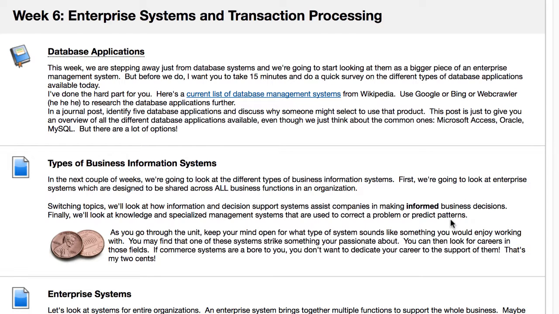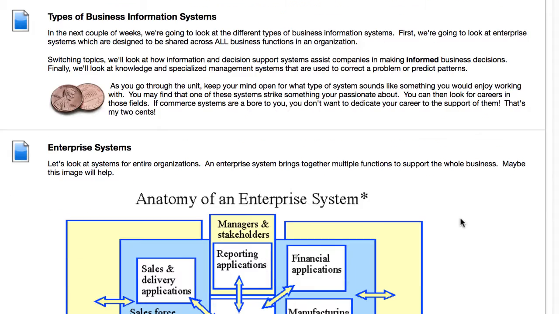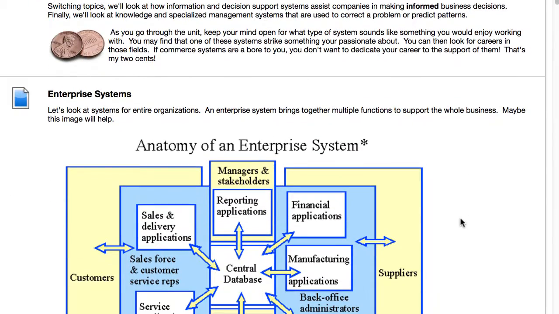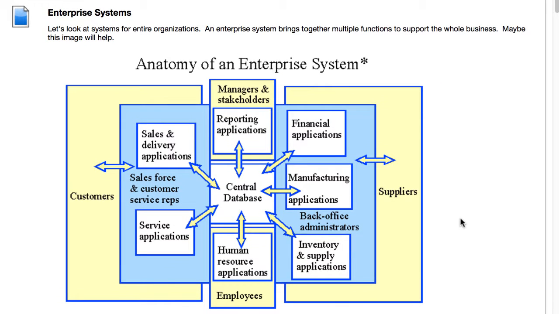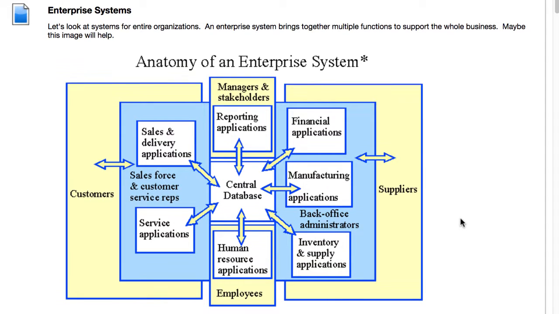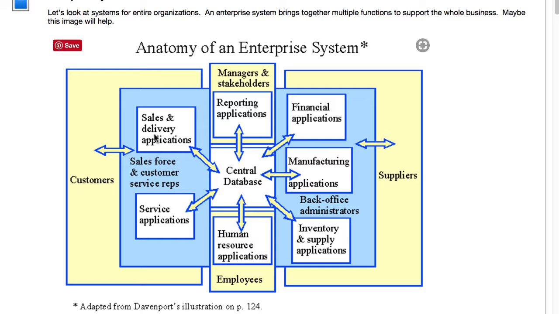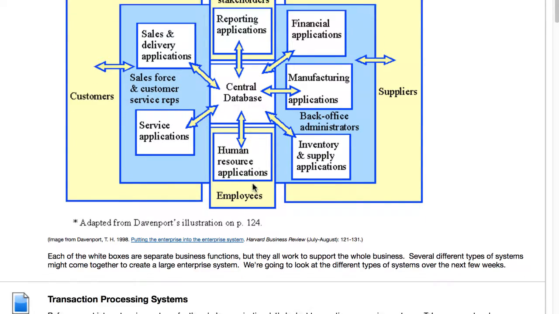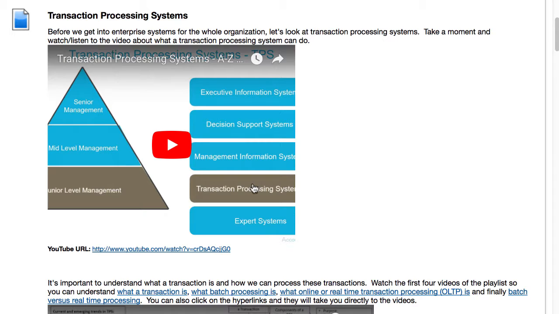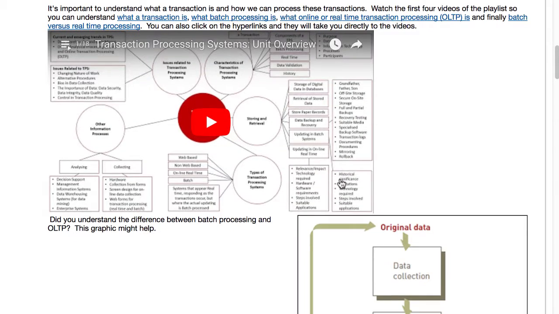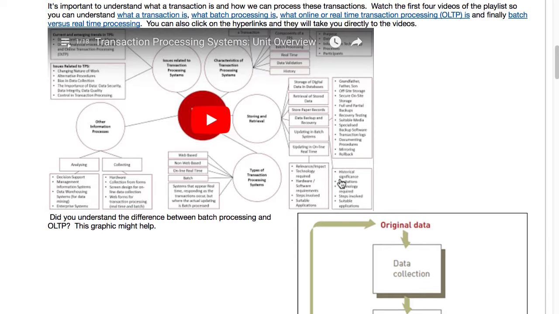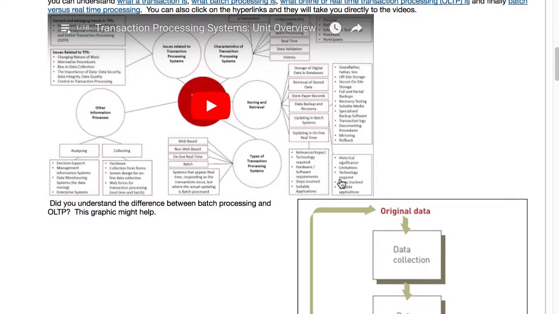Now we're going to start looking at types of business information systems. First thing we're going to do is look at the entire piece of the business information systems, also called enterprise systems. And within those, you can see all the different pieces that may be all talking to or working with that central database. We'll talk about processing transactions through databases and some information on what the difference is between real-time online transaction processing versus batch processing.